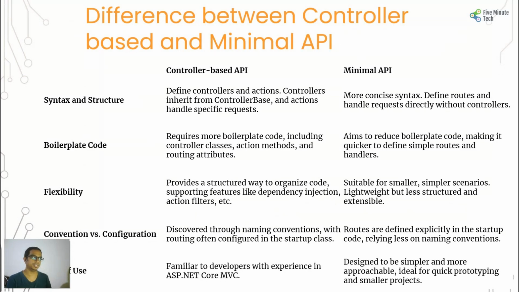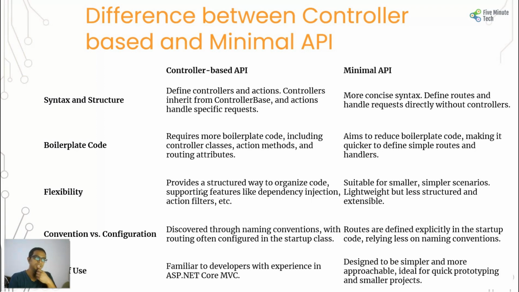Now, what are the differences between the controller-based and the minimal API? First of all, there is a difference in the syntax and the structure. Controller-based has controllers and actions, and they inherit from ControllerBase, and actions handle specific requests, whereas minimal APIs have a more concise syntax, define routes and handle requests directly without controllers. So as you saw, there were direct routes through which it was handling. The controller-based API requires more boilerplate code, wherein you have controllers, models, and all the boilerplate code built in, whereas minimal API aims to reduce the boilerplate code. That is the whole purpose of this, making it quicker to define simple routes and handlers.